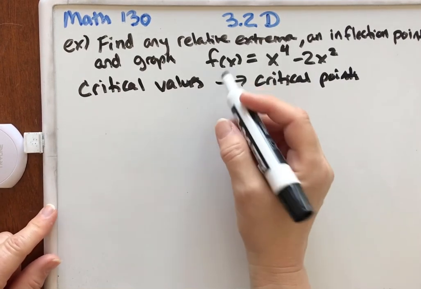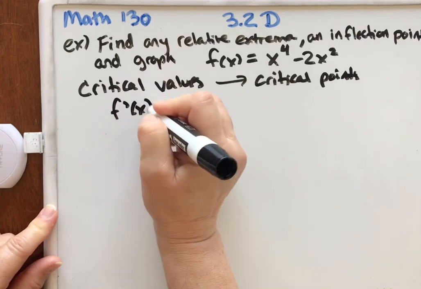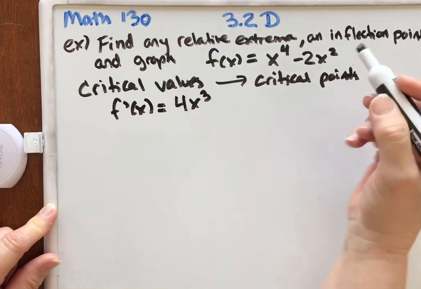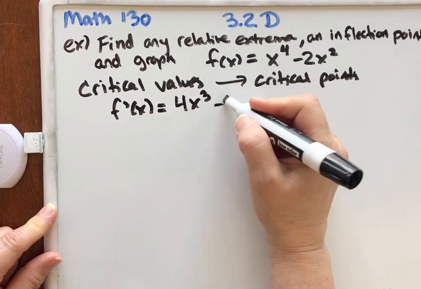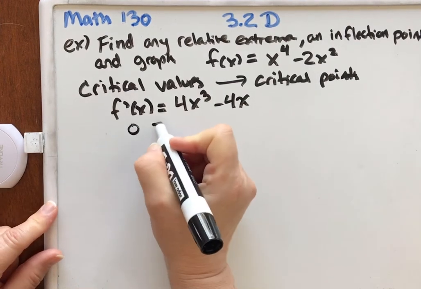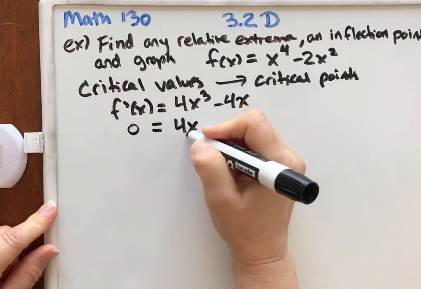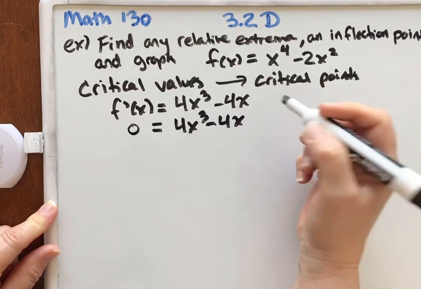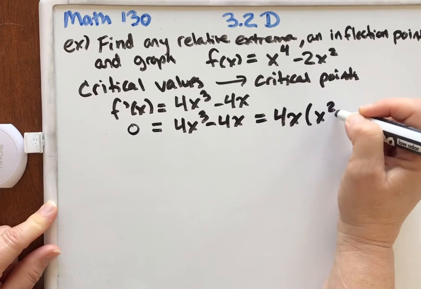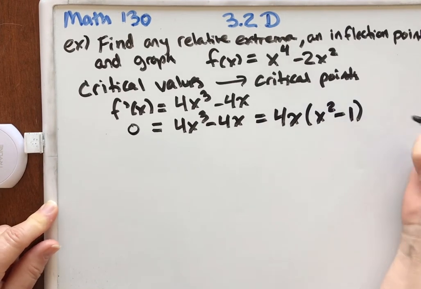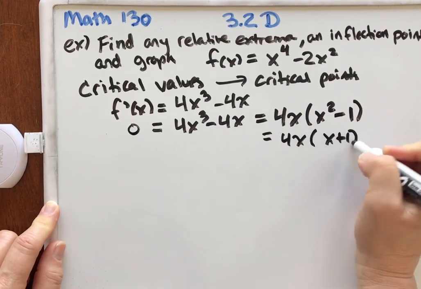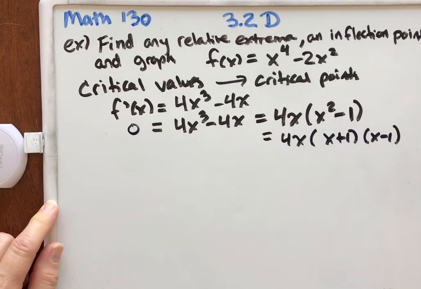Okay, first thing we need to do is find the derivative of f. The derivative of x to the fourth is 4x cubed. Derivative of negative 2x squared is negative 4x. Okay, then we set it to 0 to find our critical values. 4x cubed minus 4x. We can go ahead and pull out a 4x, and we get x squared minus 1, and that'll equal 4x times x plus 1 times x minus 1.